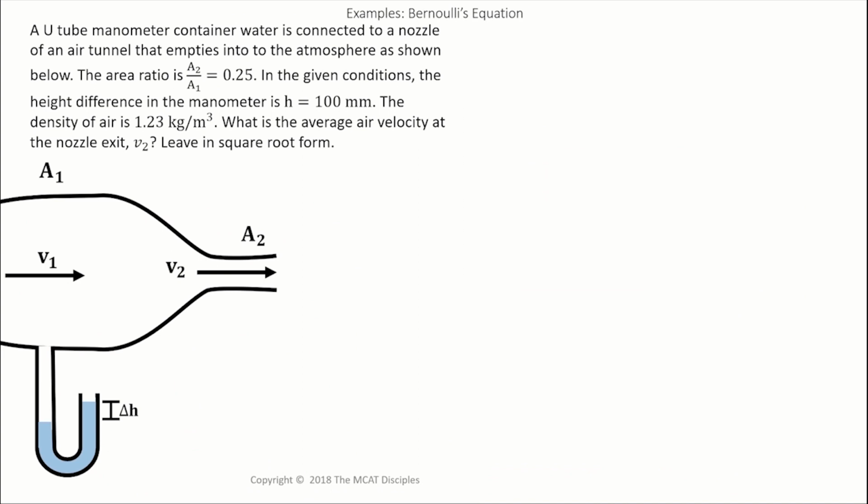Going on, a U-tube manometer containing water is connected to a nozzle of an air tunnel that empties into the atmosphere as shown below. The area ratio of A2 over A1 is equal to 0.25. In the given conditions, the height difference in the manometer is 100 millimeters. The density of air is 1.23 kilograms per meter cubed. What is the average air velocity at the nozzle exit V2? And you can leave it in the square root form.